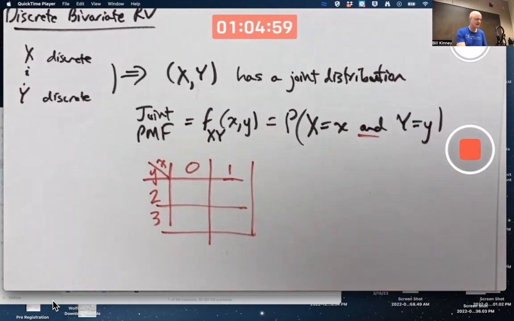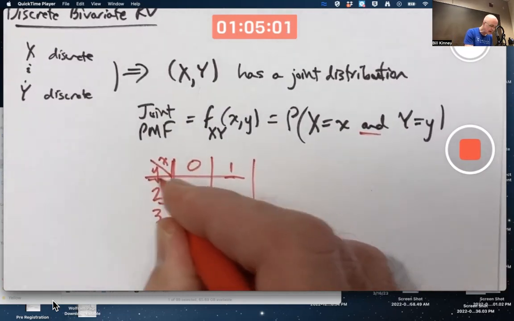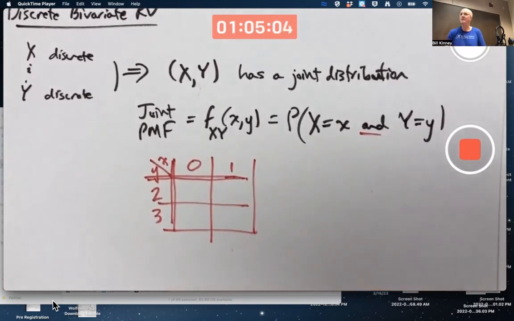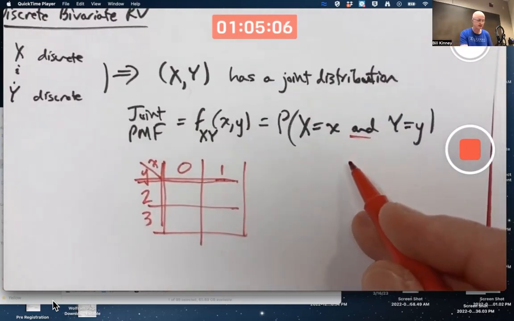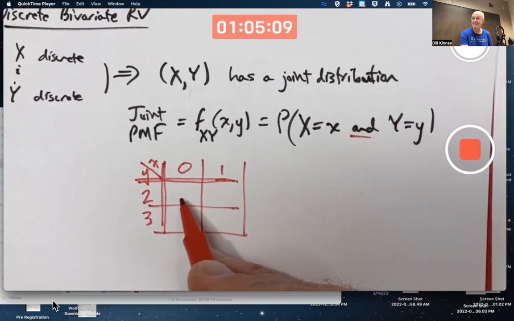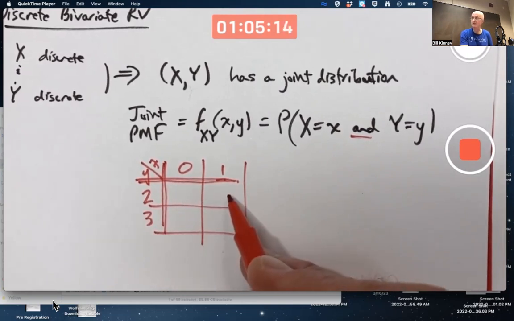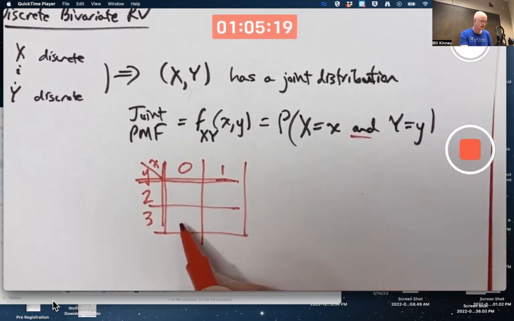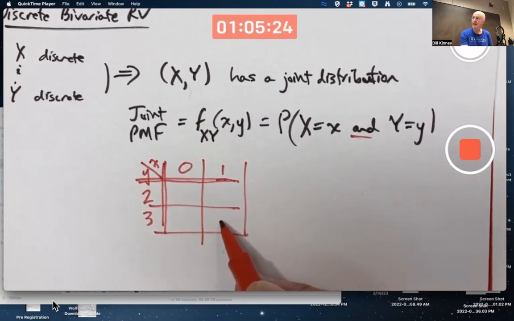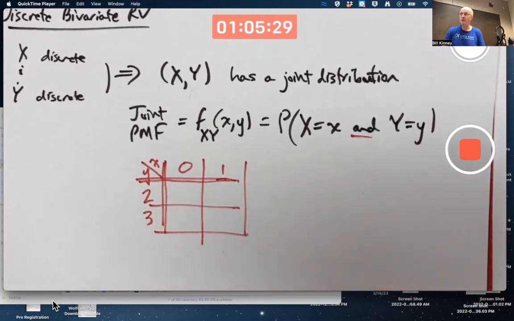The numbers that I put in the main body of the table, these 4 different spots, are going to represent 4 probabilities. The one up here would be the probability that capital X is 0 and capital Y is 2. The one that goes right there would be the probability that capital X is 1 and capital Y is 2. Here, where capital X is 0 and capital Y is 3. Here, where capital X is 1 and capital Y is 3. And to be a joint PMF, I hope you could guess, you don't want to put any negative numbers on the table. And what else do you think you need?